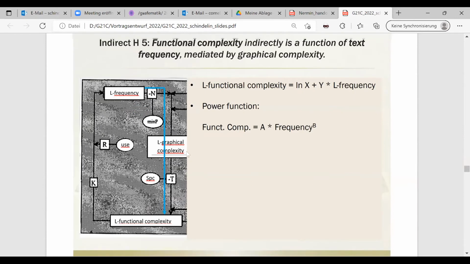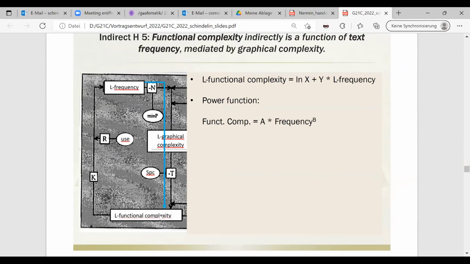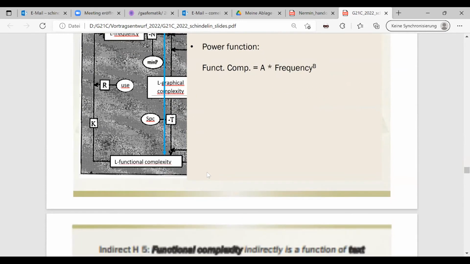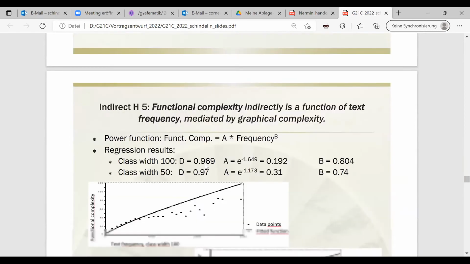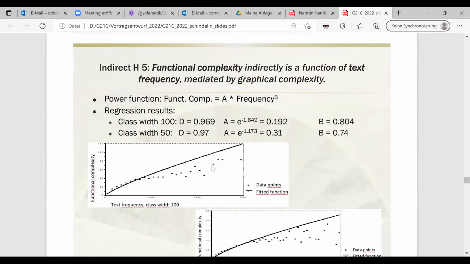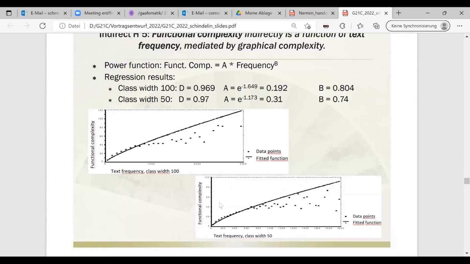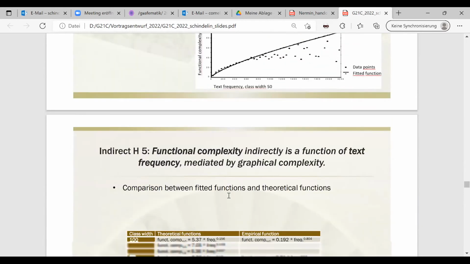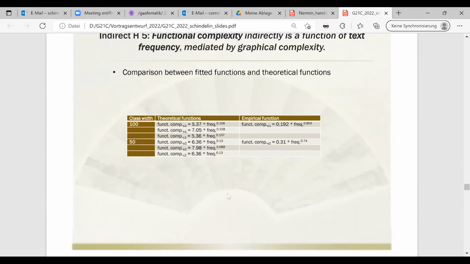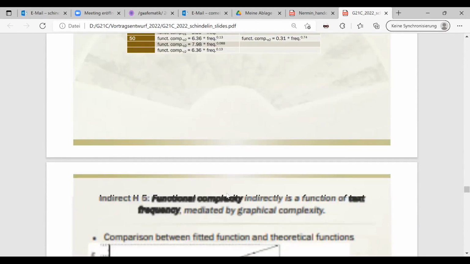The fifth hypothesis does the same for functional complexity being dependent from frequency, mediated by graphical complexity. And we do the inserting stuff to get the equations. The fit to the empirical data was satisfactory. Regression was very good. Even though you see data point scattering below the curve, mathematically, statistically, it was very good. Oh, yeah, the PDF is not as good as the PowerPoint.